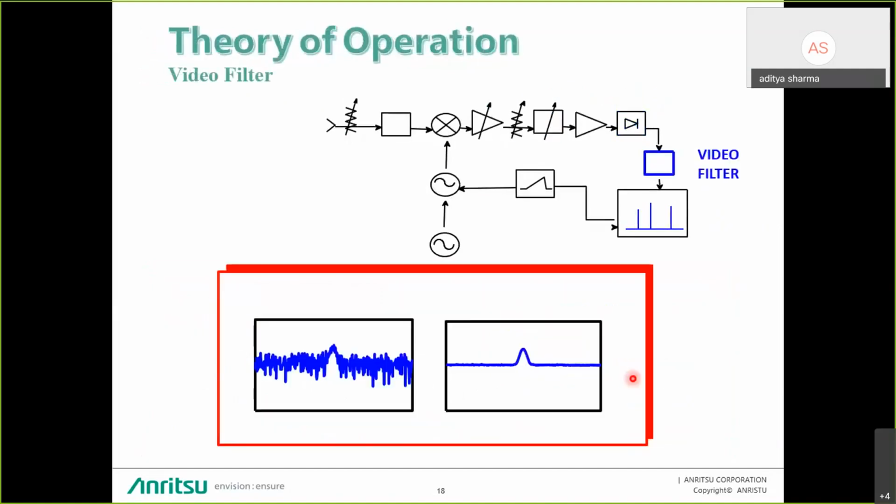At last, we also have the video filter. You might have seen in a spectrum analyzer there is a lot of trace noise when you are viewing the signal, right? To reduce the trace noise, we use the video filter. Once we reduce the video bandwidth, VBW, it will reduce the trace noise which is available on the trace, and will give you a smooth looking trace like this, for example.